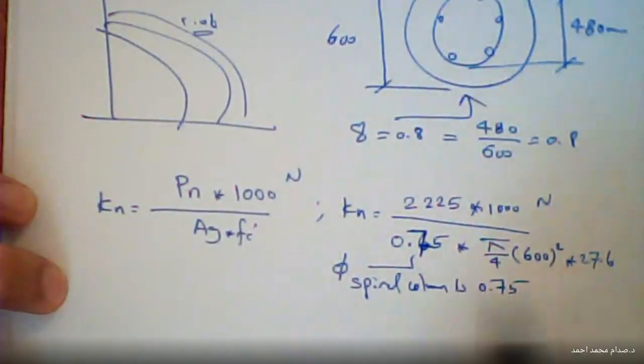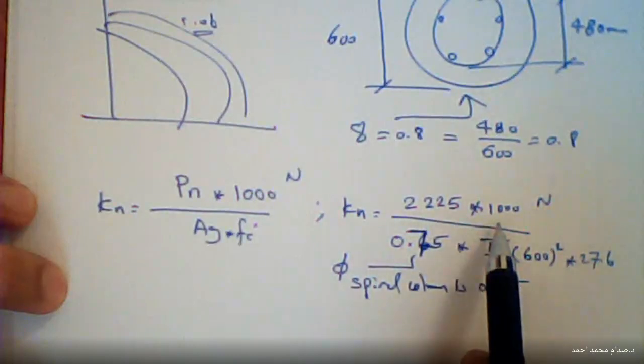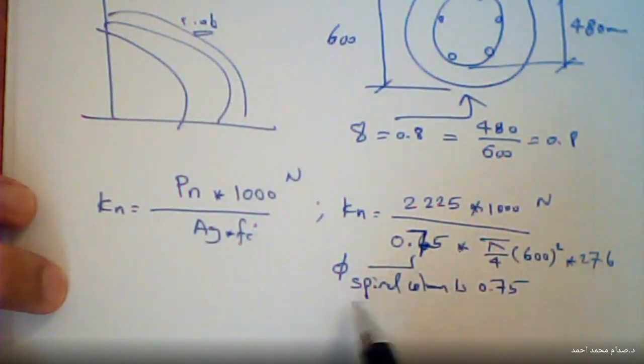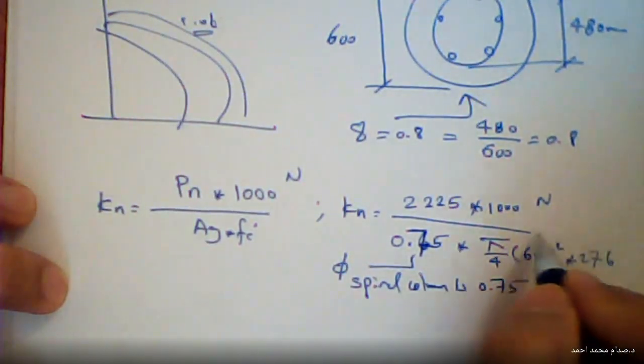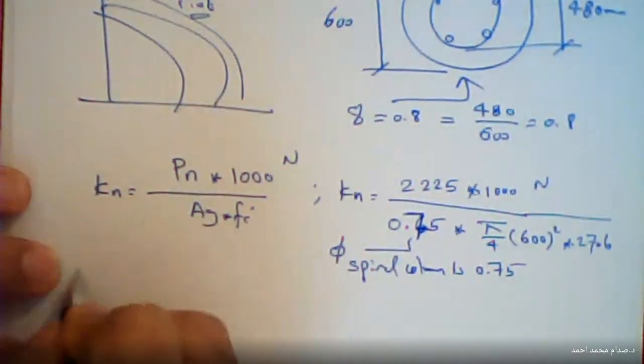So we repeat it in English. We are going to have the ultimate axial load multiplied by 1000 to make it in Newton, divided by phi. Why phi? Because for a spiral column it is 0.75, for a tie column it is 0.65. Multiply by Ag, which is pi over 4 times 600 squared, multiplied by the strength of the concrete, which is 27.6 megapascals. How much will this give us?